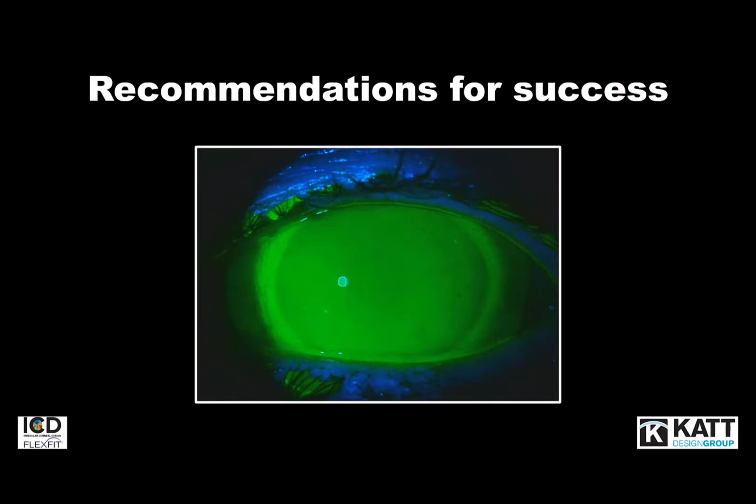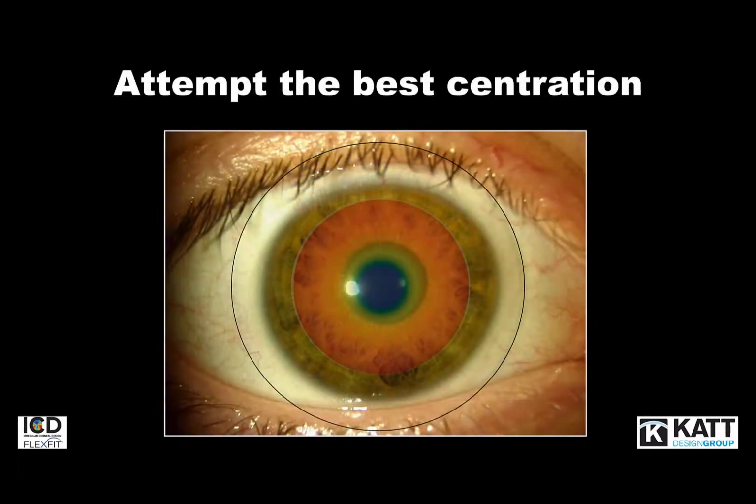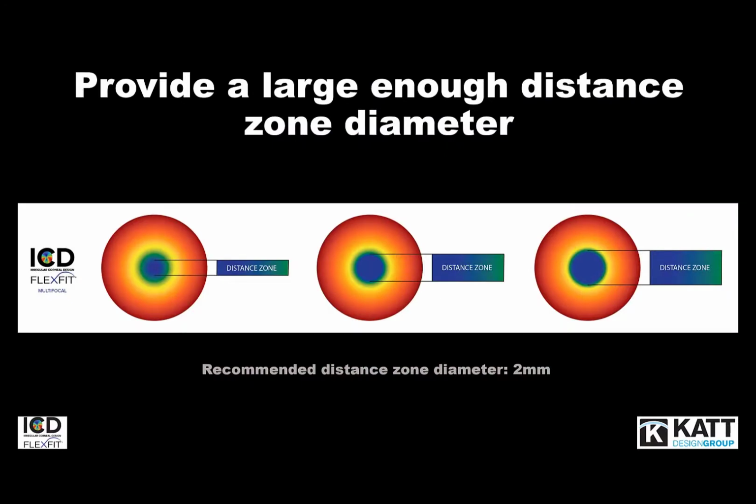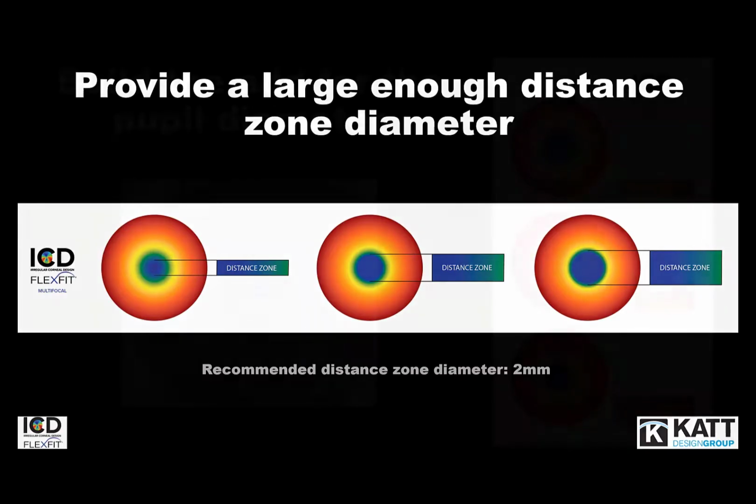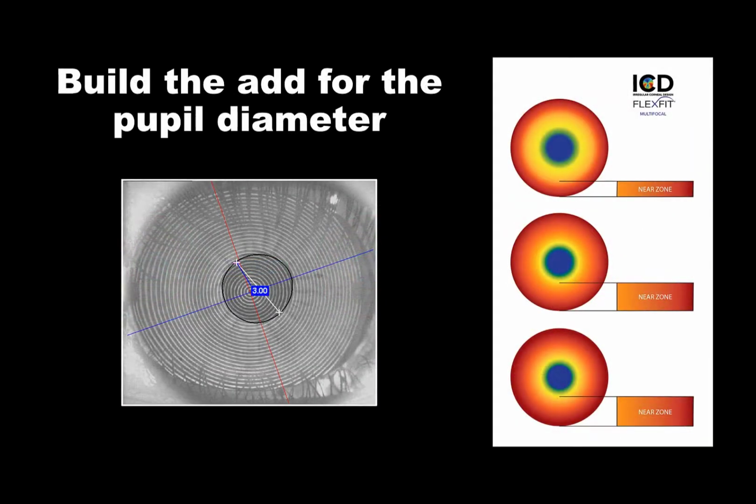Let's take a moment and summarize all that we've discussed. How can we be successful with the ICD FlexFit Multifocal and its many options? The first consideration is attempt the best centration possible. That assures the optics will be well placed for the patient. For quality distance vision, provide a large enough distance zone diameter. The recommended starting point is approximately a 2 millimeter distance zone diameter. Build the add appropriate for the pupil size. It doesn't help to have the add kicking in at 5 millimeters if the patient's pupil is only 3 millimeters in normal illumination.